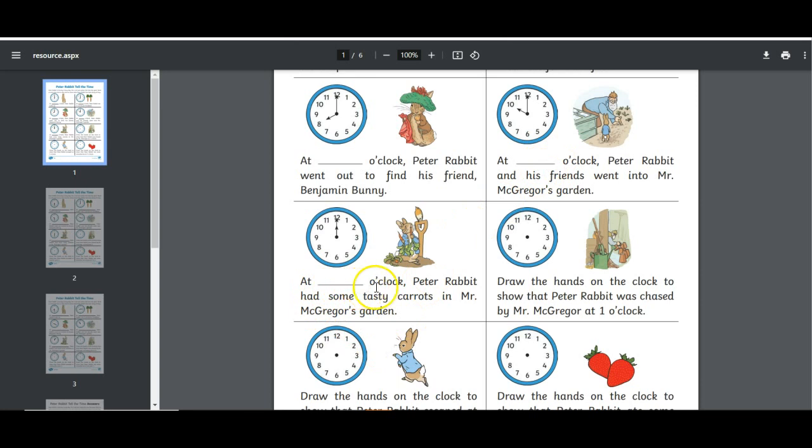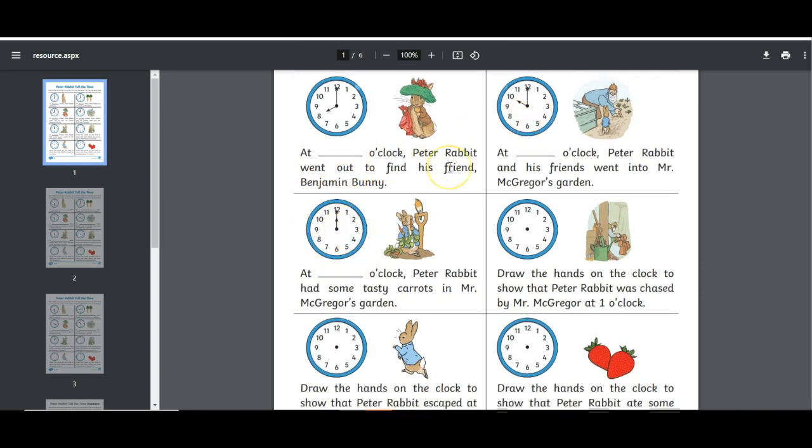Now, at what time did Peter Rabbit have tasty carrots in Mr. McGregor's garden? Now we have the hour hand and the minute hand pointing at 12. What time do you think that is? Okay, I hope you figured it out, and we will see if we got that correct later on. I'm curious to know what time Peter Rabbit had those tasty carrots at Mr. McGregor's garden.